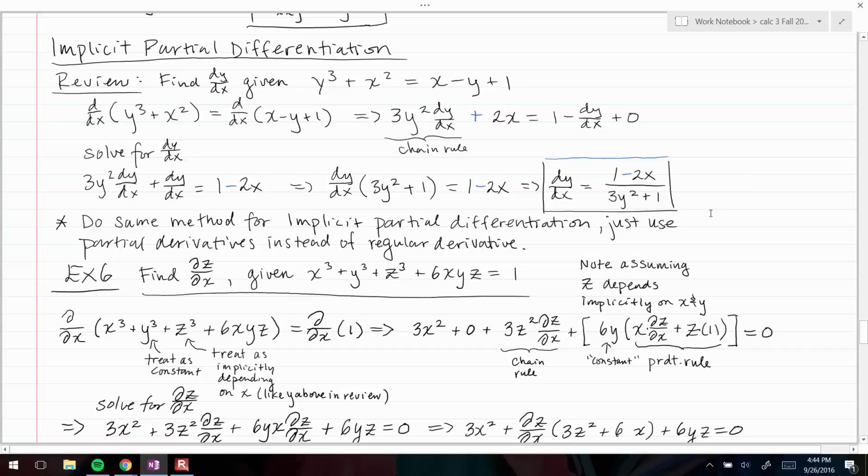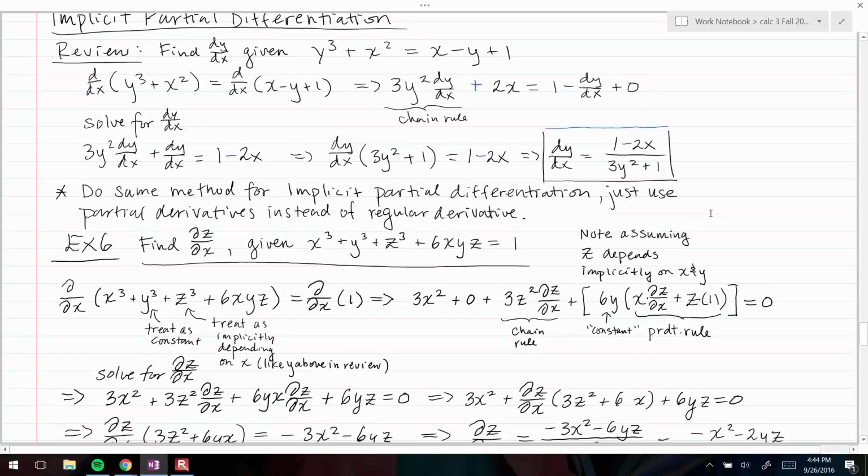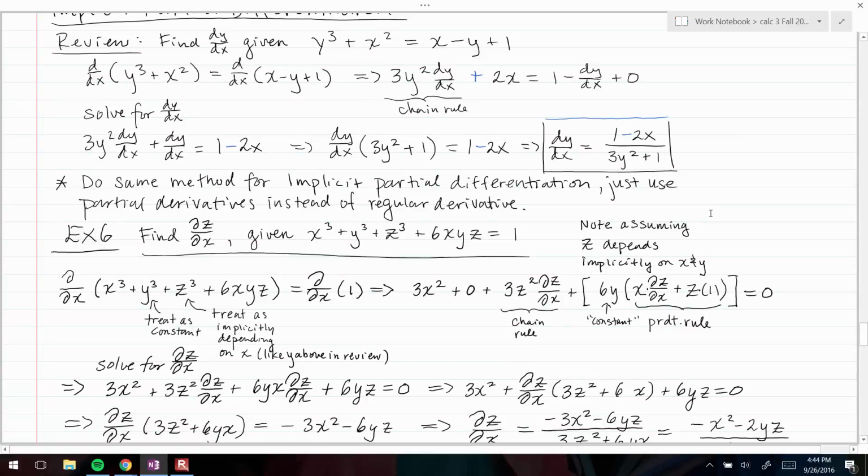So we're going to use this same type of method for implicit partial differentiation, but there's going to be a twist because we're doing partial derivatives. Let's say we want to find the partial derivative of z with respect to x, given x cubed plus y cubed plus z cubed plus 6xyz equals 1. We can't solve explicitly for z, so it would be nice if we could use this implicit differentiation technique and find that partial derivative of z with respect to x in that way. It turns out we can do this.